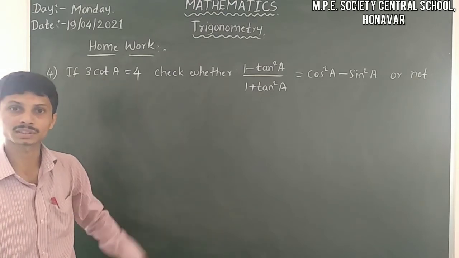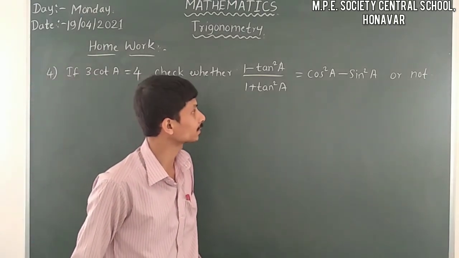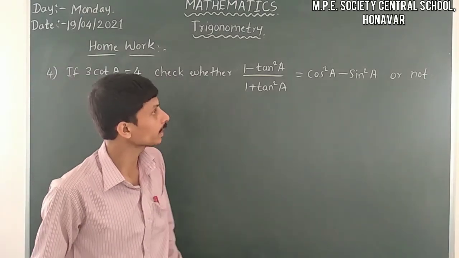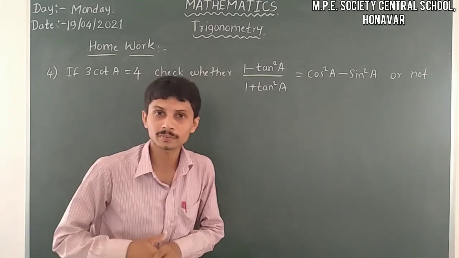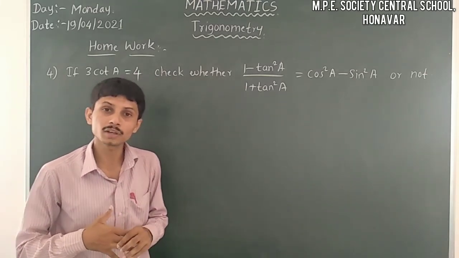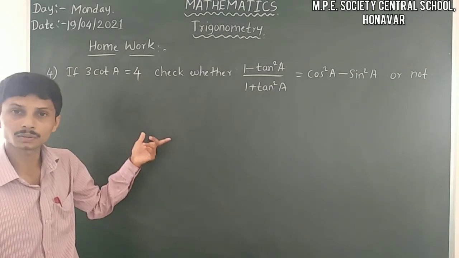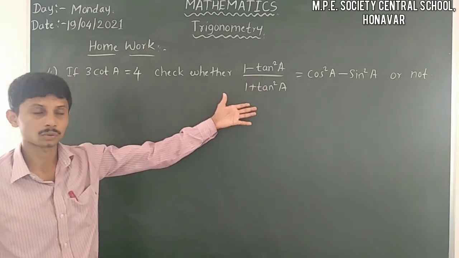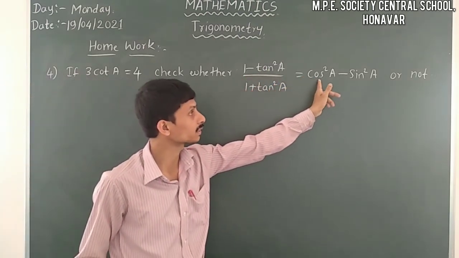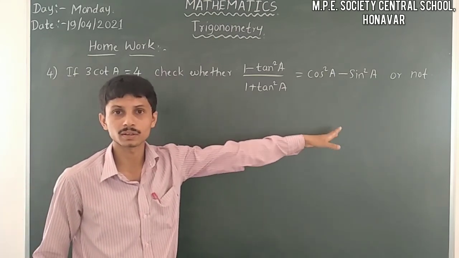So you can transpose this 3 here. Then check whether 1 minus tan square A divided by 1 plus tan square A is equal to cos square A minus sin square A or not. So we have to verify this. Firstly you have to find cot A is equal to 4 by 3. Using that, you can find the other trigonometric ratios that are needed: tan A, cos A, and sin A.